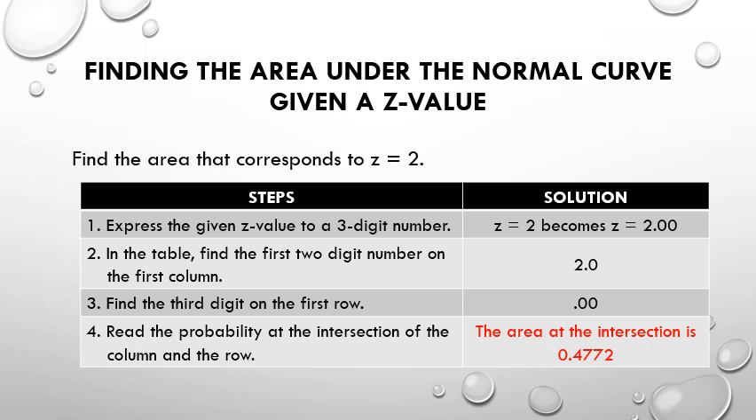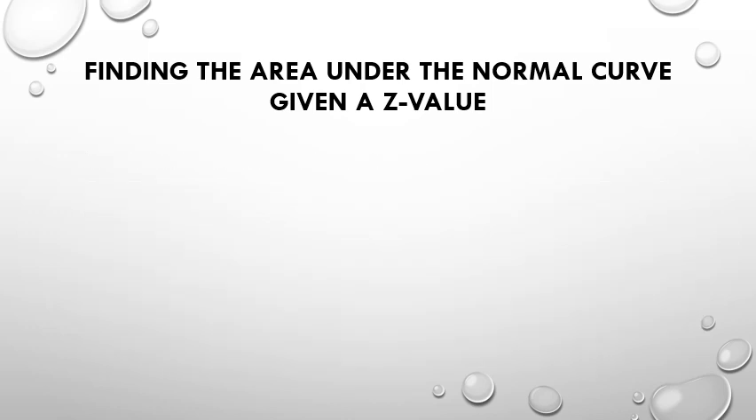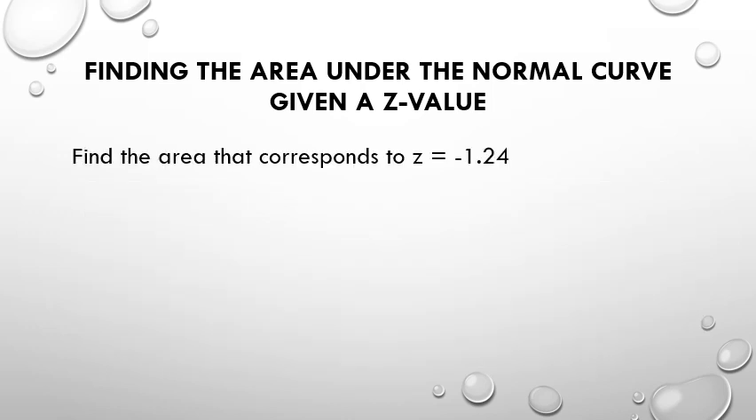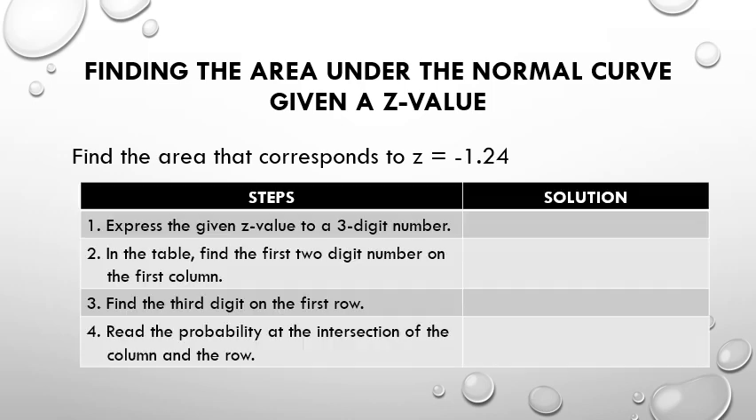Okay, I will give another example para mas masabtan pa gyud nato kung unsaon pagpangita ang area that corresponds to a z-value. So next example, find the area that corresponds to z equals negative 1.24. So same, mo-follow ta sa mga steps. So first, express the given z-value to a 3-digit number. So 3-digit naman na siya, so no need na nga dugangan. But the z now becomes 1.24. So nahimo siyang positive.